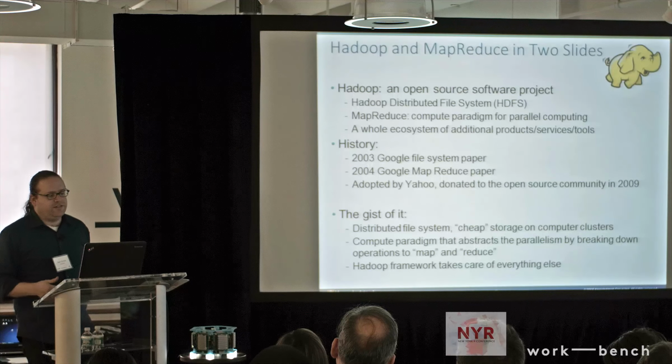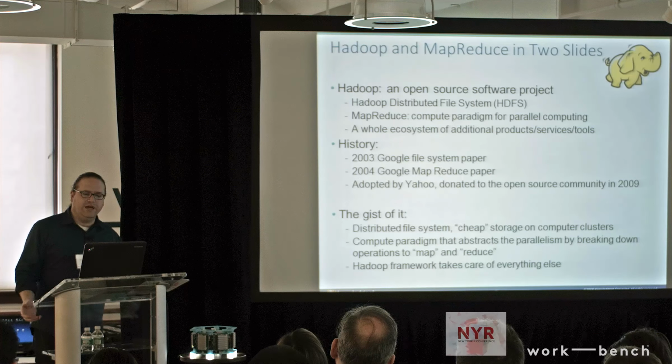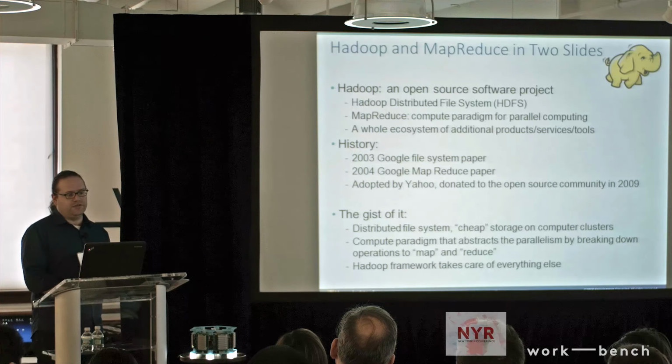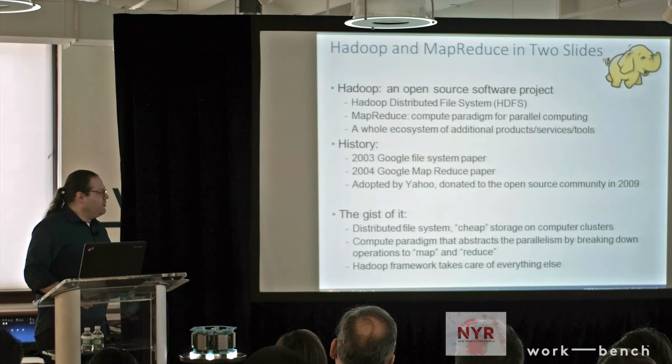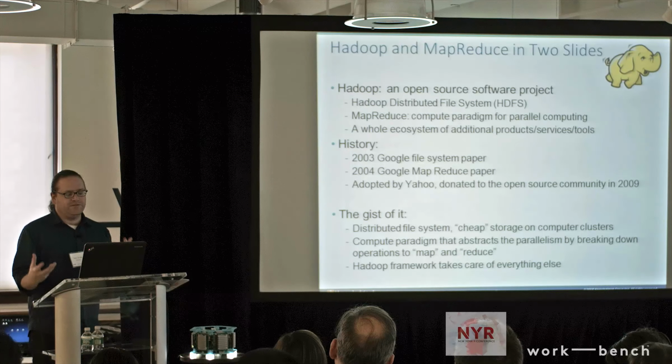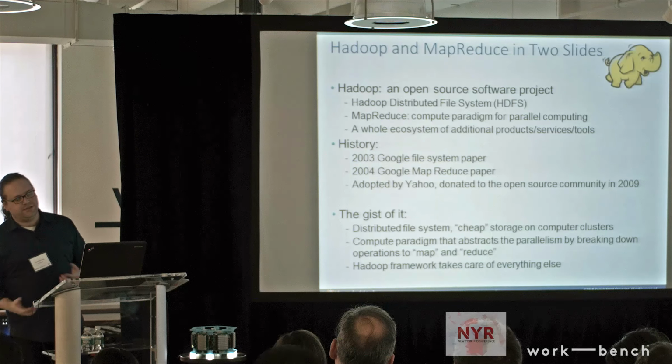The history is that it started with Google. They released in 2003 the Google File System paper, and then in 2004 the Google MapReduce paper about how these two work together, the compute paradigm and file system. Adopted by Yahoo in 2009, Yahoo made it open source. The important parts of everything in it is that you have a distributed file system with cheap storage on computer clusters.